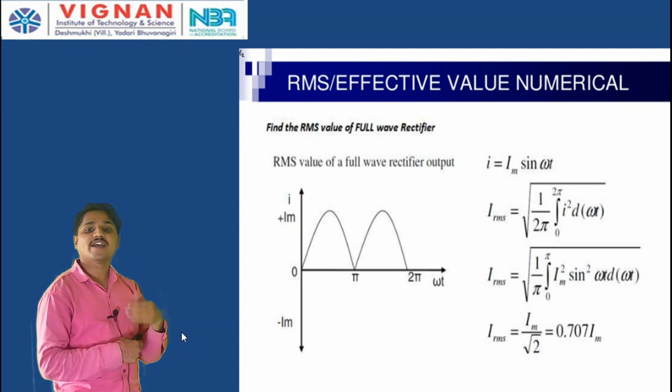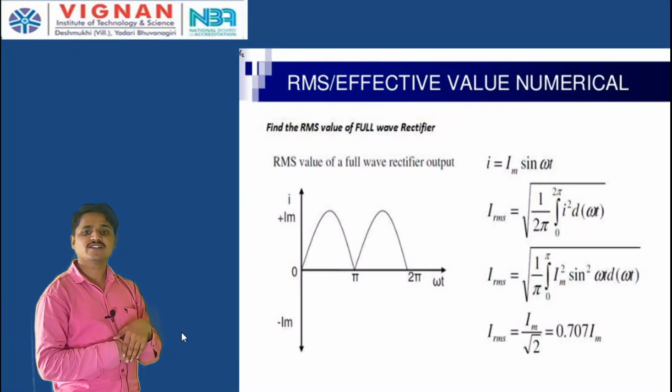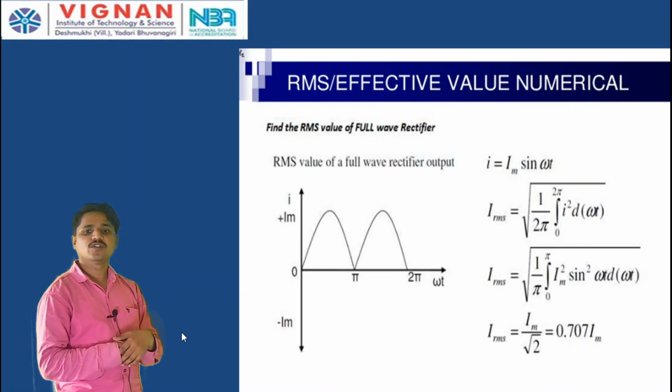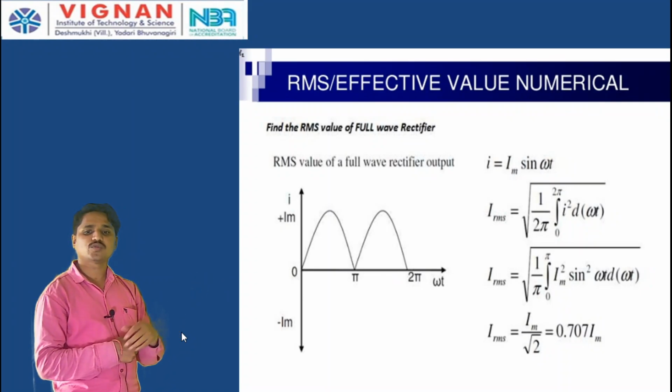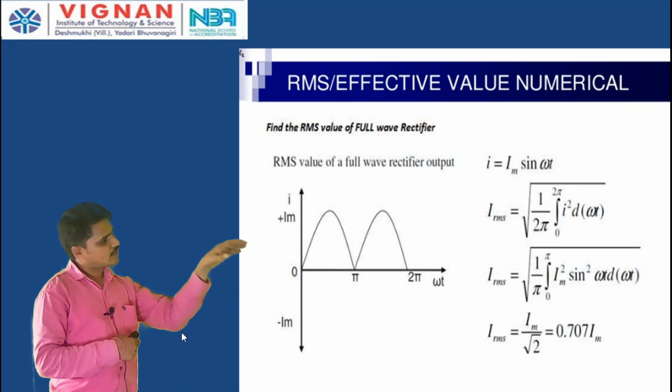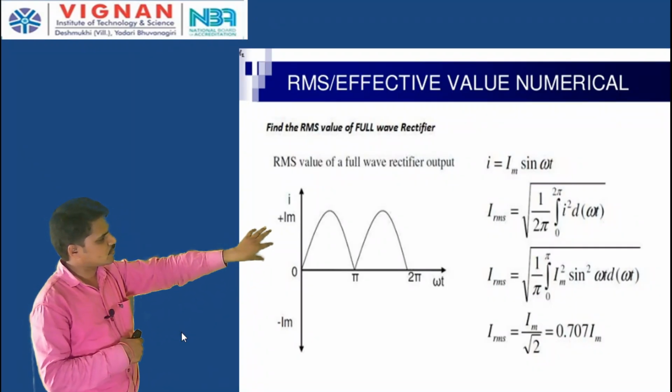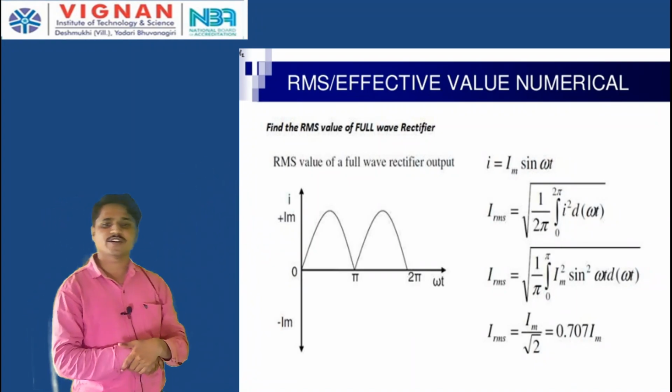You write that sin square omega t is equal to 1 minus cos 2 omega t by 2. Therefore, you can easily solve that, and then you will get Im by root 2. That means 70.7% of the maximum value. That means, for the given waveform, the RMS value is 70.7% of the Im.